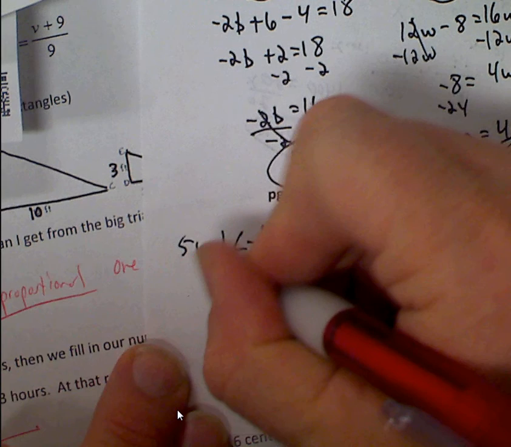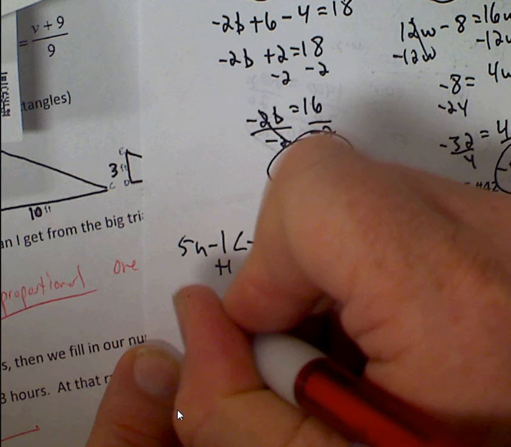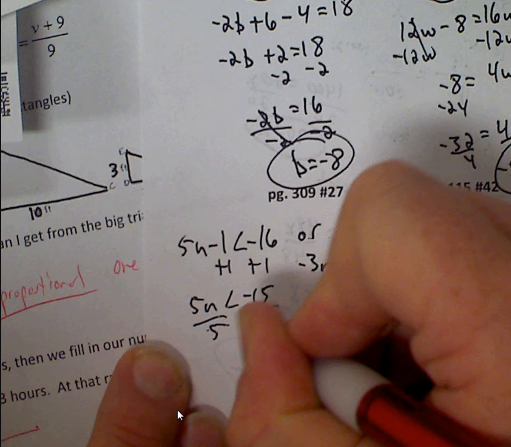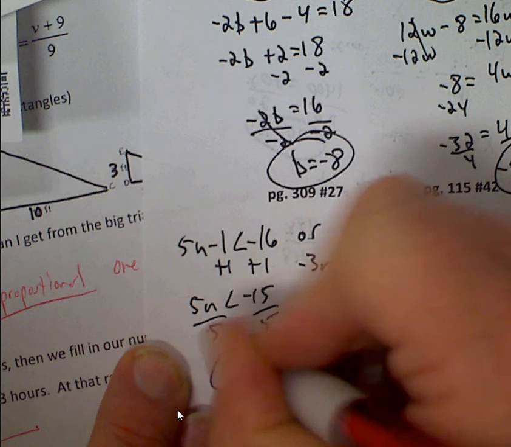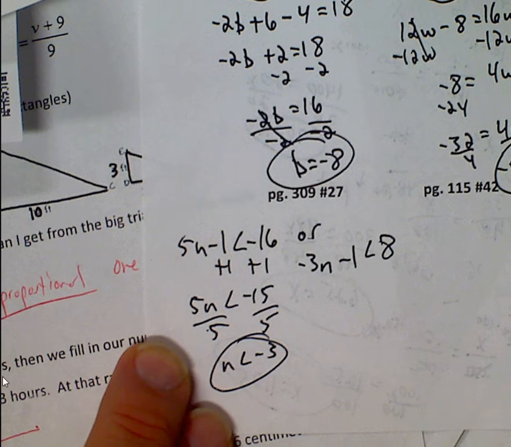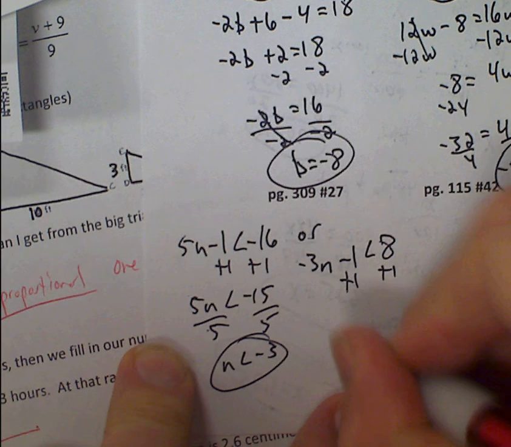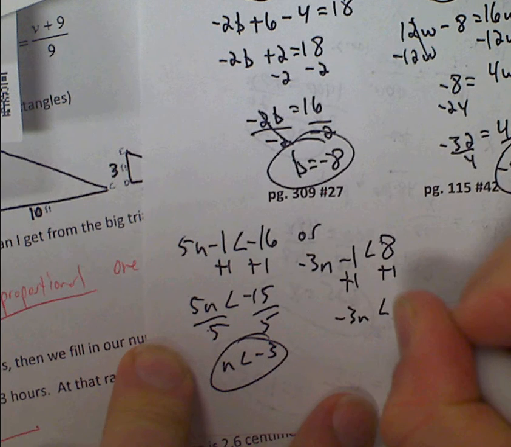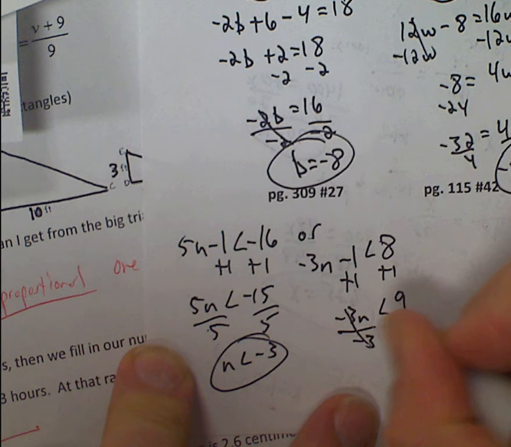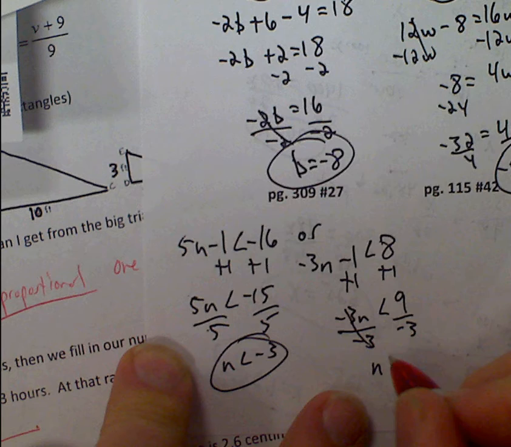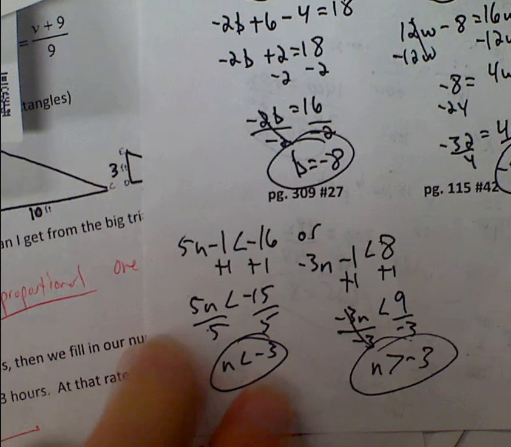So I'm going to add 1. So I got 5n less than negative 15. Divide by 5, n less than negative 3. Do not flip your sign because I did not divide by a negative. The other one I'm going to add 1. So negative 3n less than 9. Divide by negative 3. There I divided by a negative, so I flip my sign. n has to be greater than negative 3.